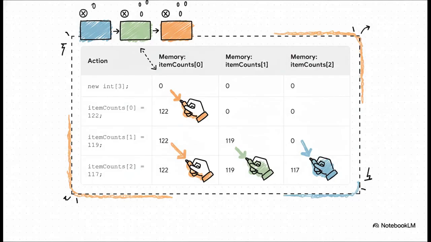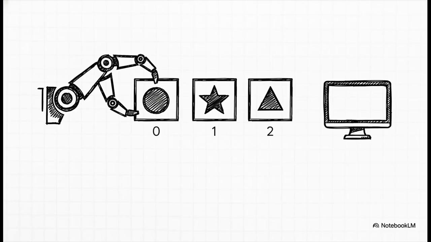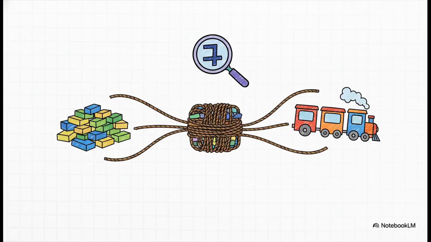Now this is really cool because it shows you what's happening behind the scenes in the computer's memory. When we first allocate the array, the system gives us 3 empty slots and just fills them with a default value of 0. Then, as we run our assignment code, we're just replacing those zeros one by one with the actual values we want to store. And getting the data back out is just as easy. You use the exact same syntax. To get the value at index 1, you just write itemCounts[1], and the program will give you back 119. It's that simple.